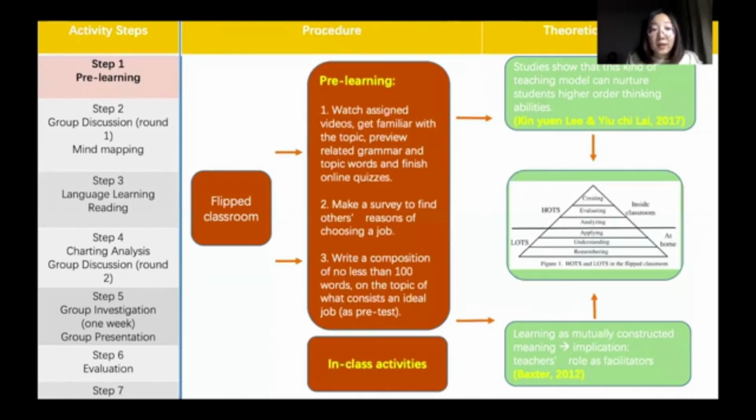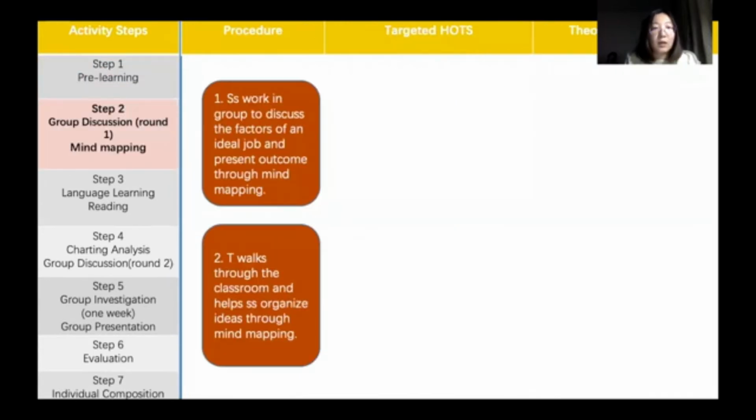So in our design for Step 1 pre-learning, students are asked to watch assigned videos, get familiar with the topic, preview grammar and words, finish online quizzes, make a survey, and write a composition as a pre-test. Throughout these 3 steps, students can be fully prepared for in-class activities. And Step 2 comes to the in-class part.